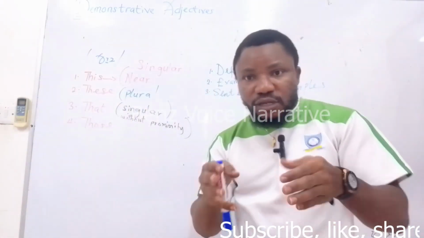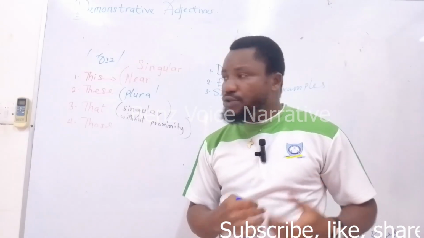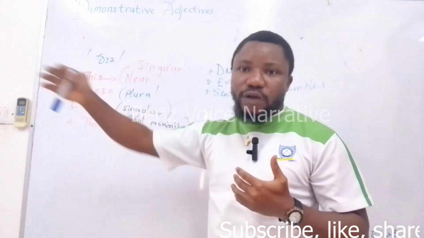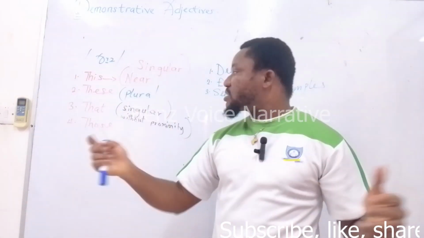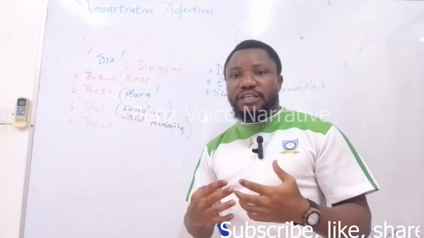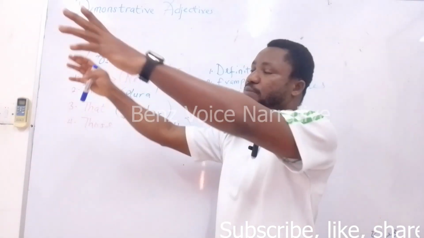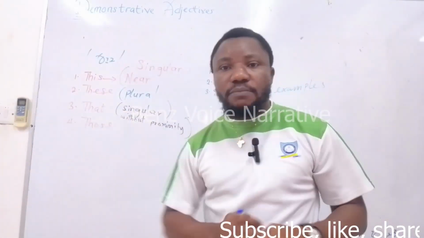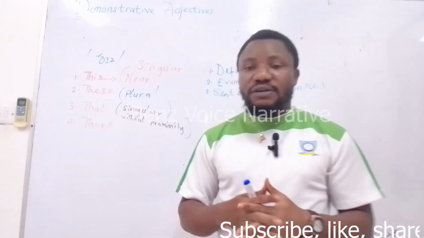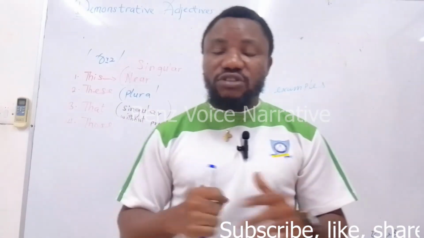So leave this. This talks about what is near to you. That talks about what is far away from you. These talk about items that are very close to you, plural, and those talk about items, people that are far away from the speaker. And with that, we've come to the end of today's class on demonstrative adjectives.